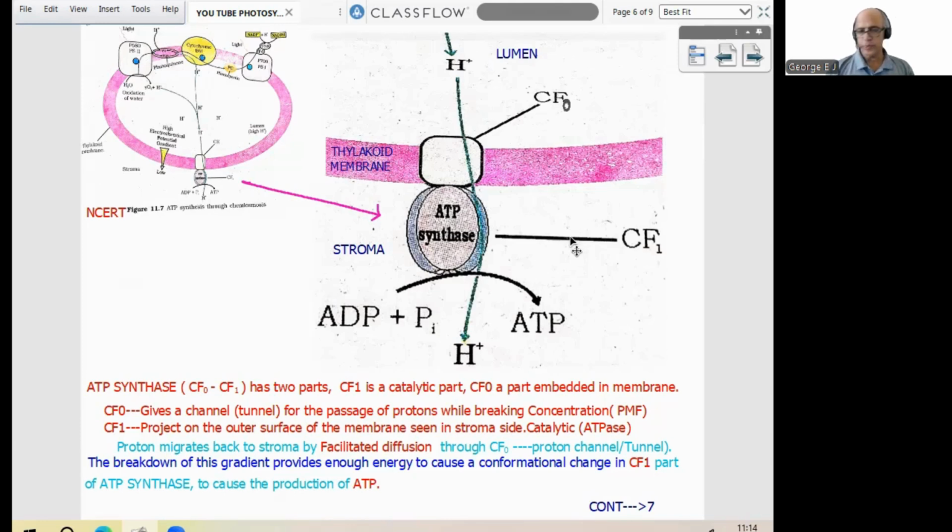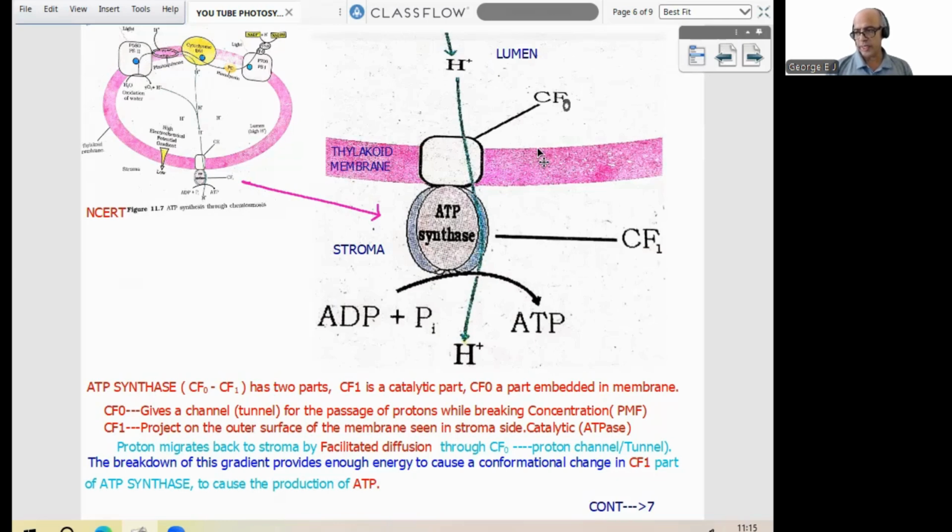While CF1, this one, projects on the outer surface, this area of the membrane seen on the stroma side. This is the stroma side, and it is catalytic in function, ATPase. Now protons migrate back to the stroma. So from the lumen, it comes back to the stroma by facilitated diffusion through CF0. This way it comes down. CF0 is the proton tunnel or channel. Breakdown of this gradient provides enough energy to cause a conformational change in CF1, this area, of ATP synthase to cause production of ATP.